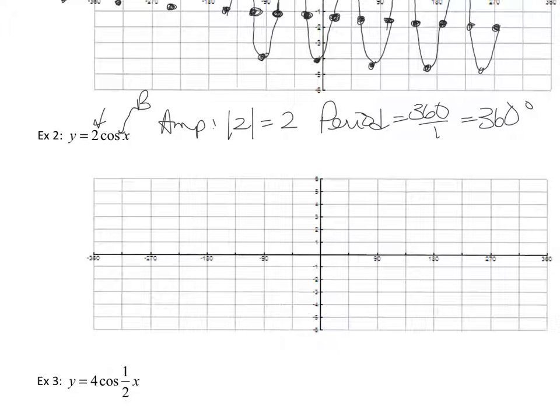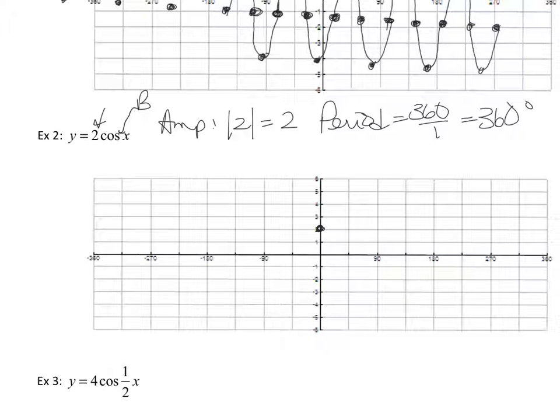So let's think about what cosine does at the beginning at x equals 0. What does it do on the y-axis? Cosine, remember, starts out at a high point. My high point is 2 because that's my amplitude. So at x equals 0, I have a high point of 2.